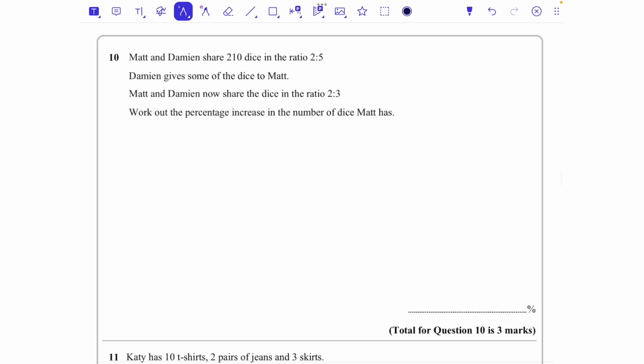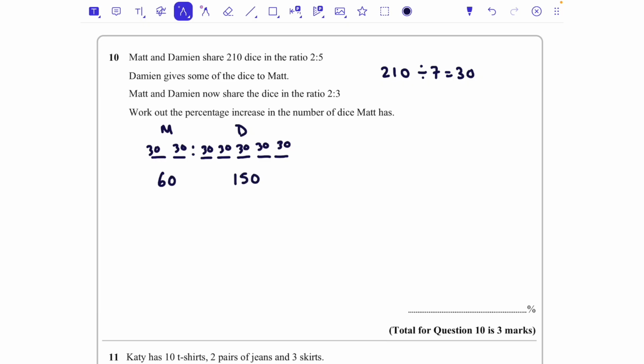Matt and Damien share 210 dice in the ratio 2 to 5. Now for ratio questions, I like to write them out 2 to 5 like that. We've got 210 dice to share over these piles, and in total we have 7 piles or 7 parts. So I'm going to start by doing 210 divided by 7, which is 30. So each of these piles has 30 on them. So to begin with, we can see that Matt on this side, Damien on this side, Matt has 60 and Damien has 150 to begin with. But Damien now gives some of the dice to Matt.